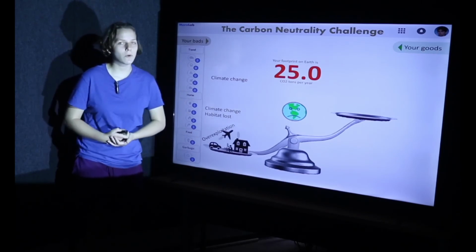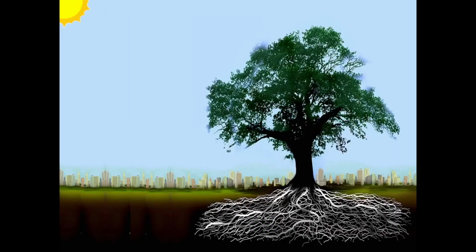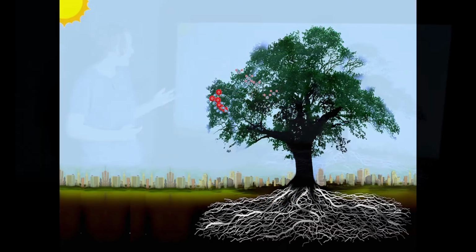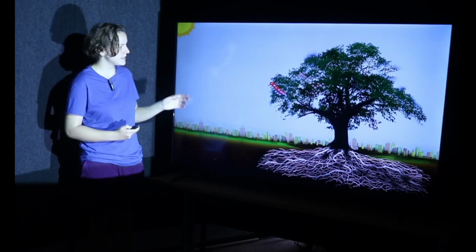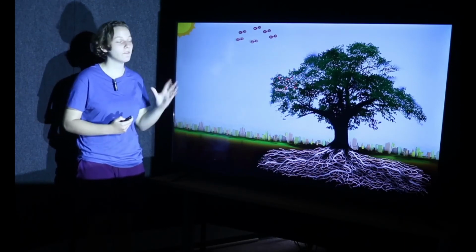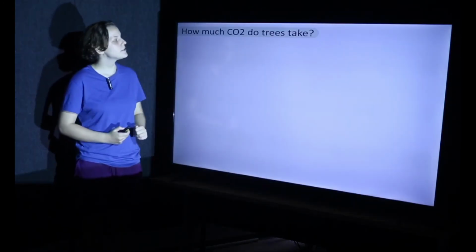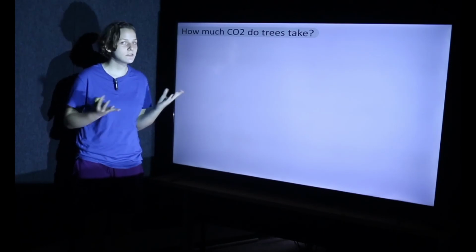But how does a good work? So a good is basically when a tree takes 6 molecules of CO2, the nasty CO2 that we produce in our daily lives, along with 6 molecules of H2O. Now, with a bit of sunlight and through the process of photosynthesis, the tree is going to get glucose, and then we are going to get 6 molecules of oxygen. Win-win situation, pretty cool.